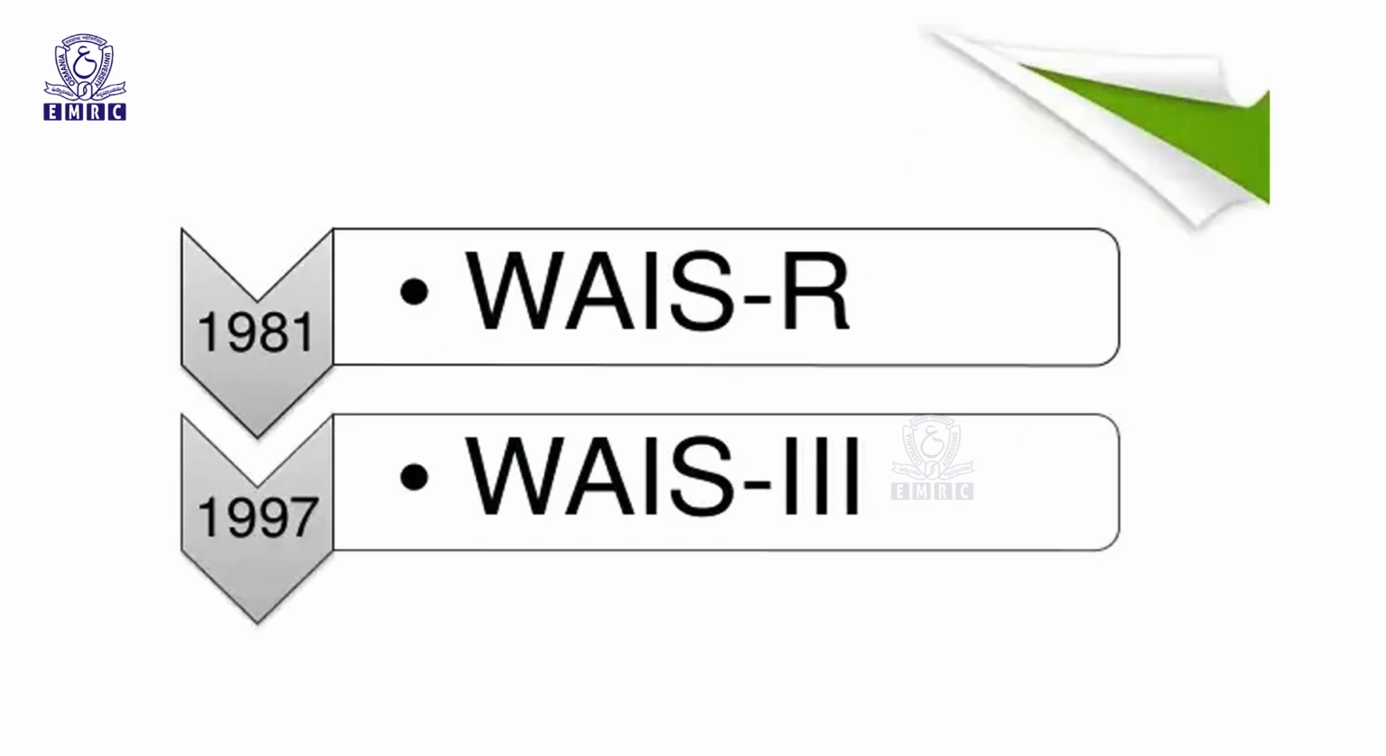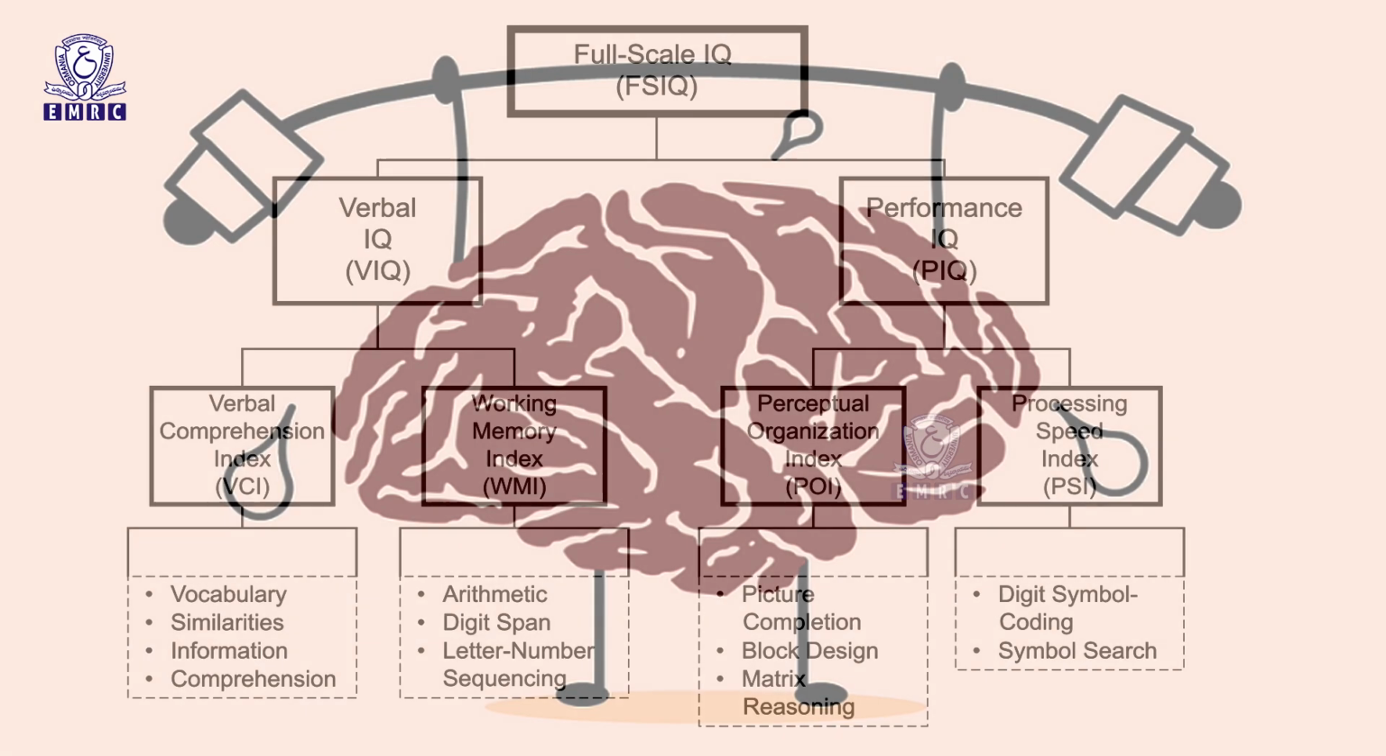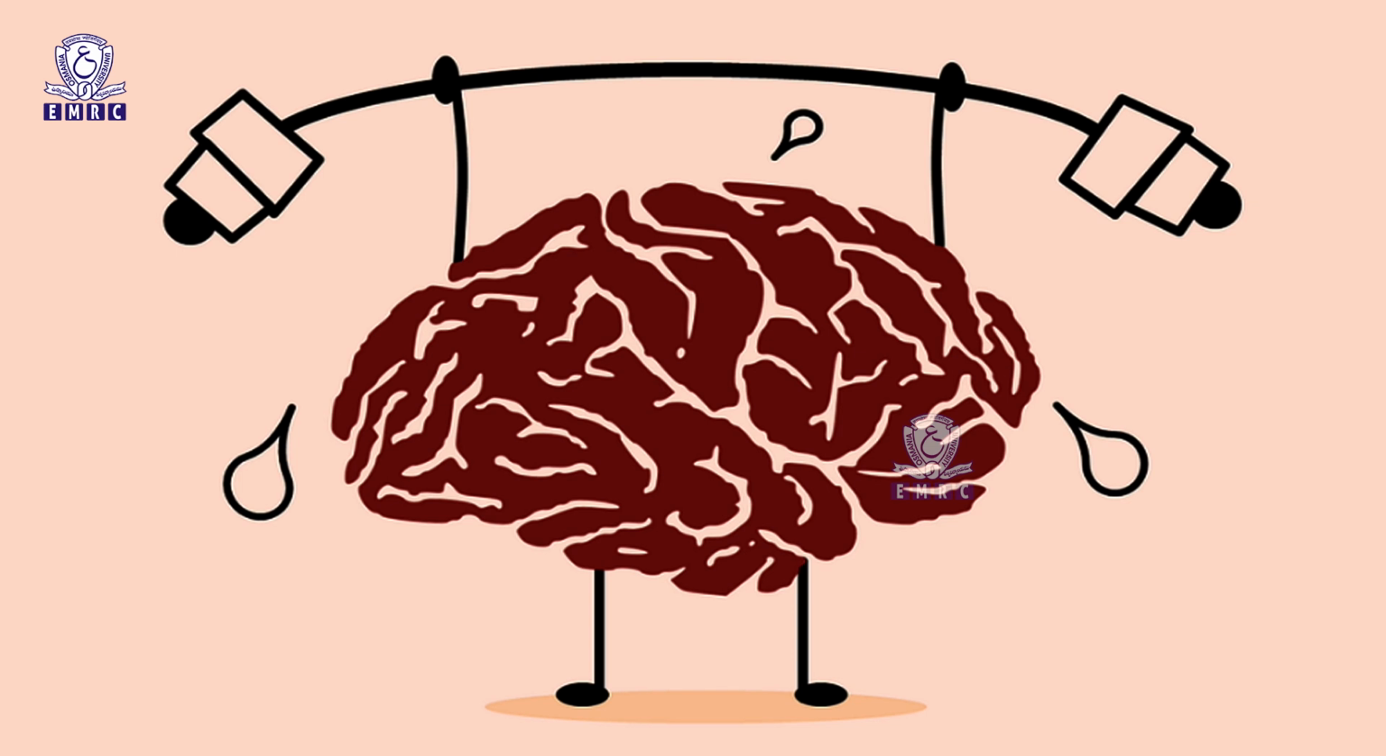The WAIS-3, a subsequent revision of the WAIS and the WAIS-R, was released in 1997. It provided scores for verbal IQ, performance IQ, and full scale IQ, along with 4 secondary indices, that is, verbal comprehension, working memory, perceptual organization, and processing speed. Verbal IQ (VIQ) includes 7 tests and provided 2 sub-indices, verbal comprehension and working memory.